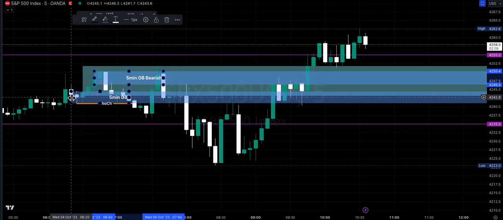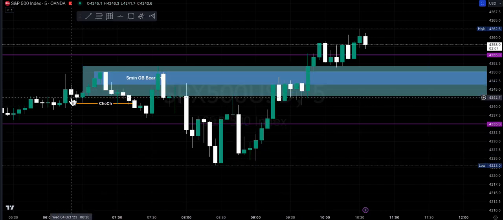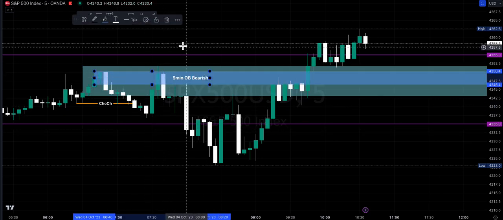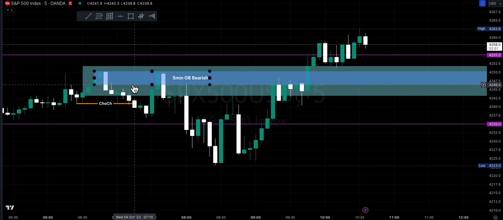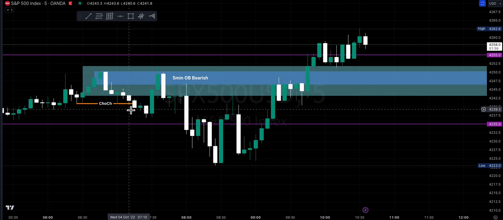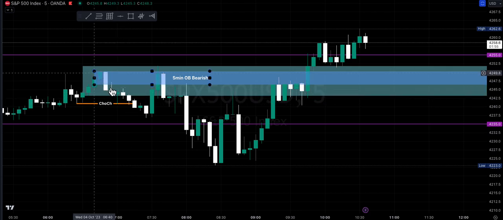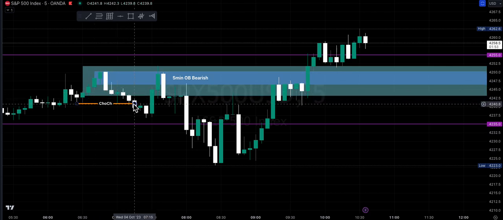All right, and now since that one got broken, I'm just gonna take it away. So that became a 5-minute bearish order block. All right, so 15 minutes before the market opened, we determined the trend was changed. Now we were bearish, because of this candle.